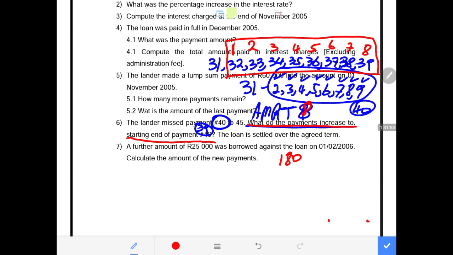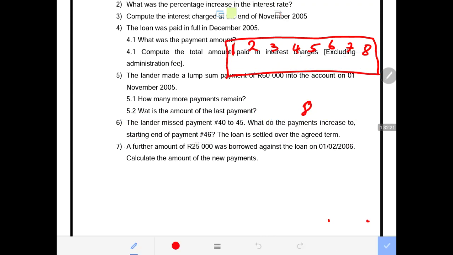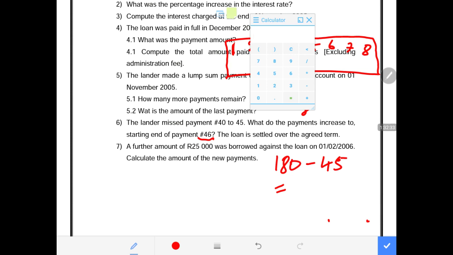Now that we know that our total term was 180, and we paid up to payment number 39, and now we want to continue from payment number 46, meaning we're excluding payment number 45. In other words, out of 180, we minus 45 because we want to start at payment number 46. If you see the instruction, we want to start at payment number 46. How many months in total is 180 minus 45? So now we need to know the amounts of the remaining payments. If we want to keep the term, remember they said to recycle over the agreed term. That is why we don't just say 149. If we say 149, I'll still show you how that can still remain the same. So 180 minus 45, how much do we get?